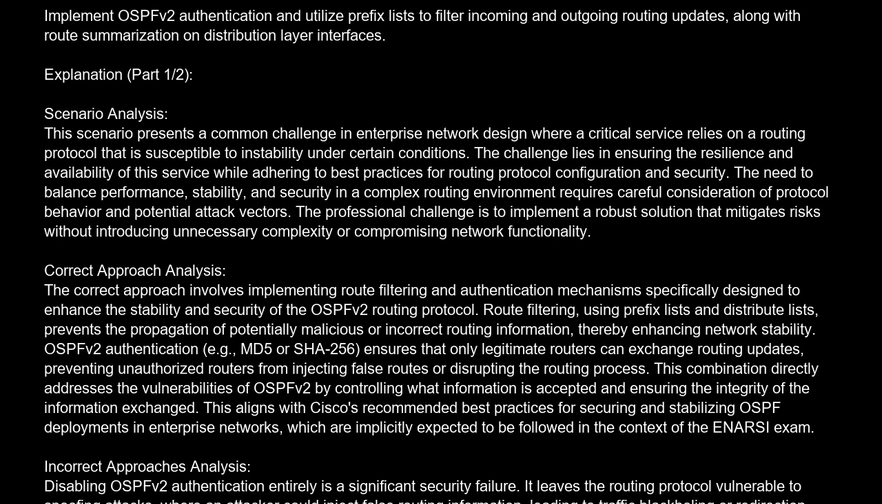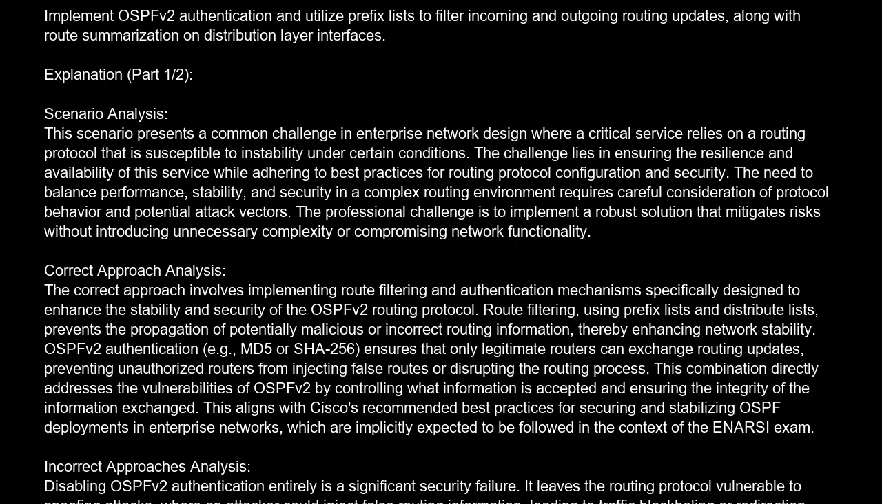This combination directly addresses the vulnerabilities of OSPF2 by controlling what information is accepted and ensuring the integrity of the information exchanged. This aligns with Cisco's recommended best practices for securing and stabilizing OSPF deployments in enterprise networks, which are implicitly expected to be followed in the context of the ENARSI exam.